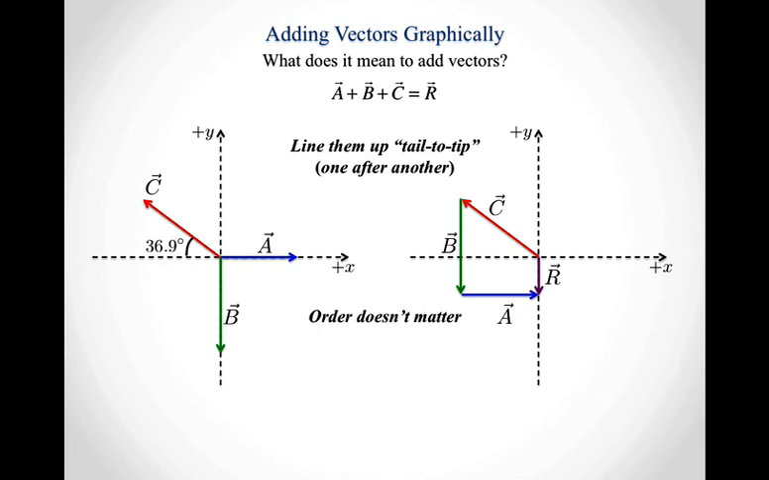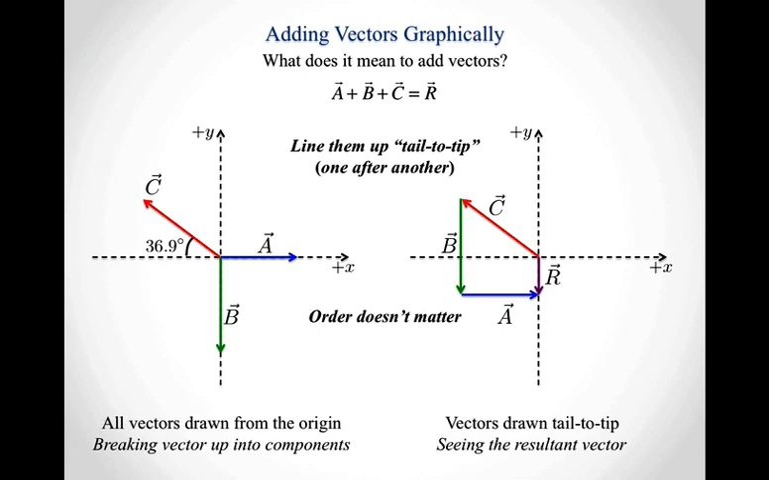So part of what we want to emphasize is that there are really two important vector diagrams that we can make when we're doing a vector addition problem. The one over on the left, where we're drawing all three vectors A, B, and C from the same origin, that diagram is going to be incredibly useful to break our vectors up into components. So effectively, we want to see how each vector relates to our x and y coordinate axes, and we want to do that where all of them have been drawn at the origin.